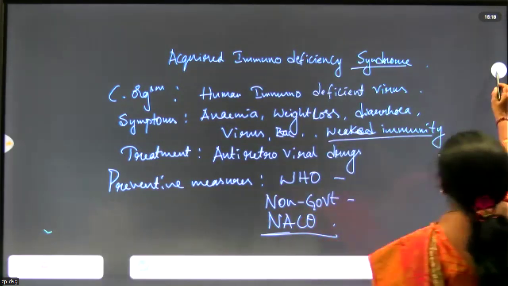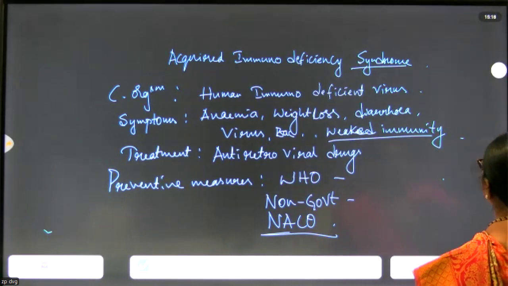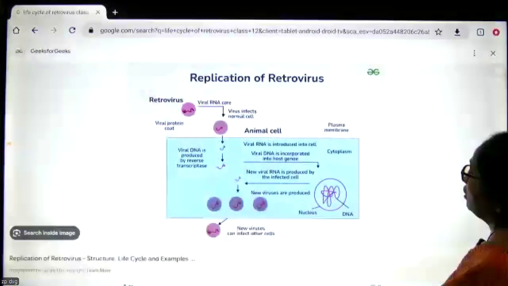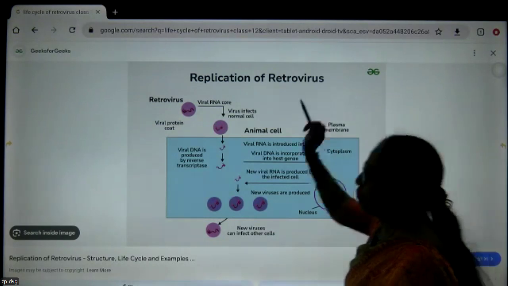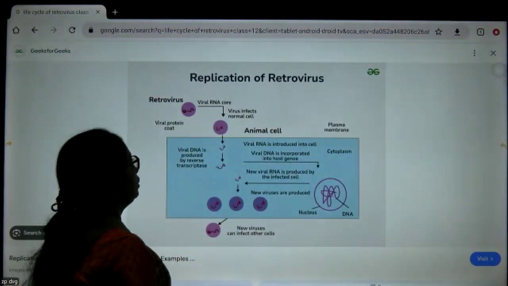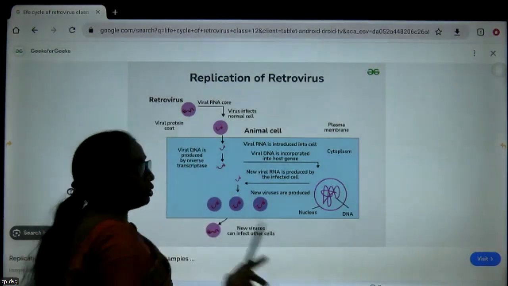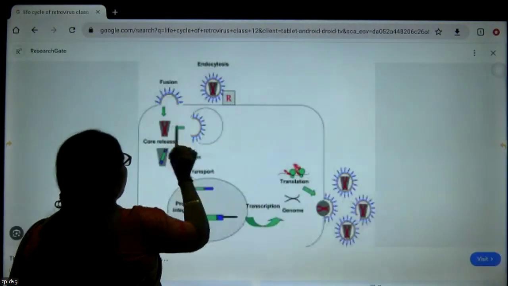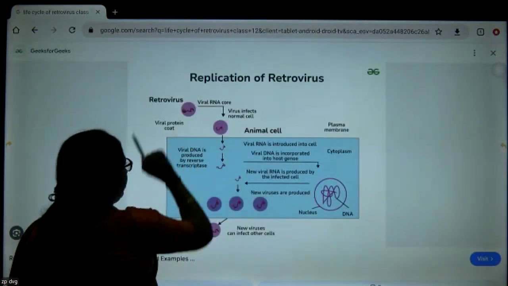We will also look into how HIV will multiply in the body of a cell, inside this cell. So this is the replication of retrovirus. Retrovirus is nothing but the HIV virus. When it gets into the cell, this is a retrovirus which has only two components: one is the protein coat and the viral RNA.